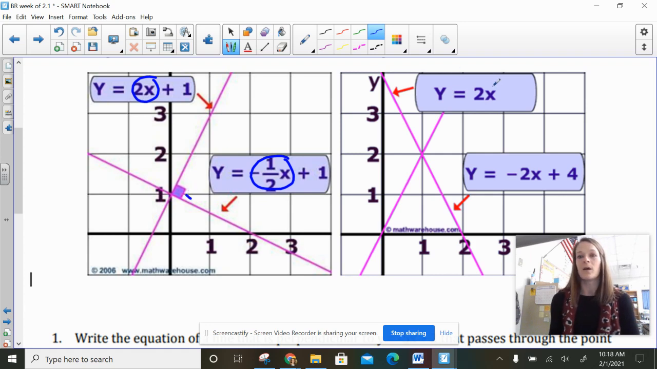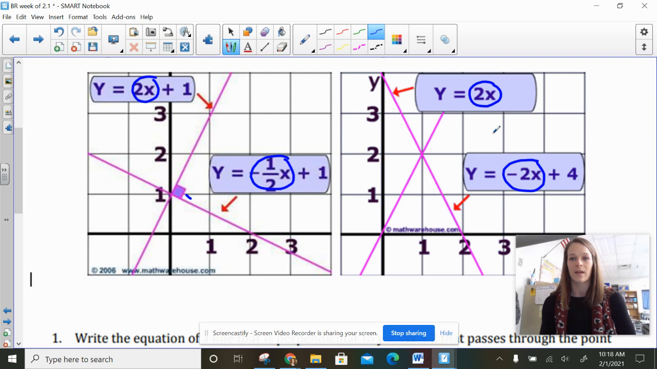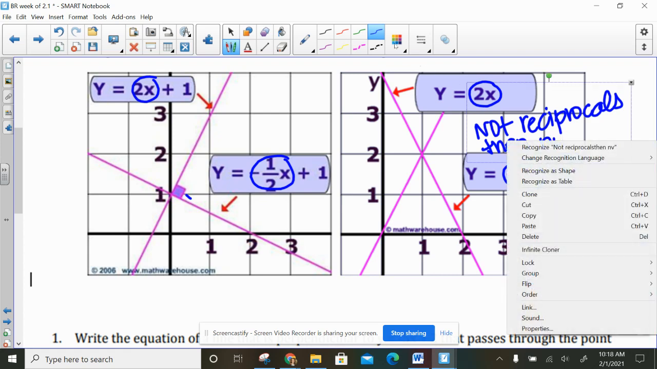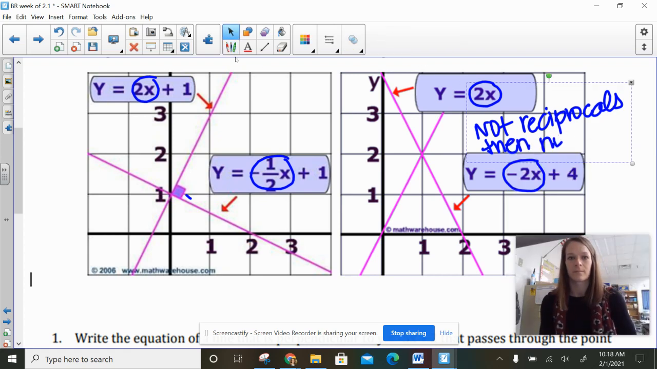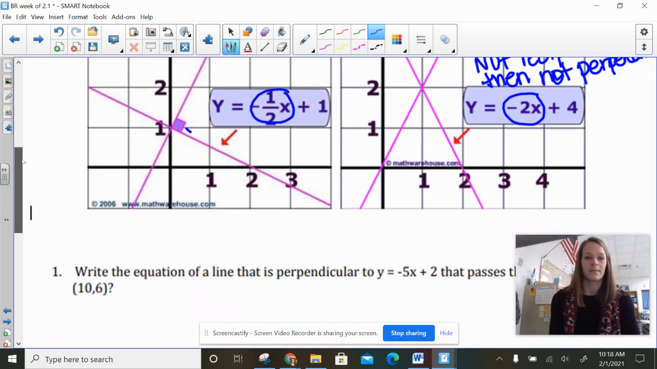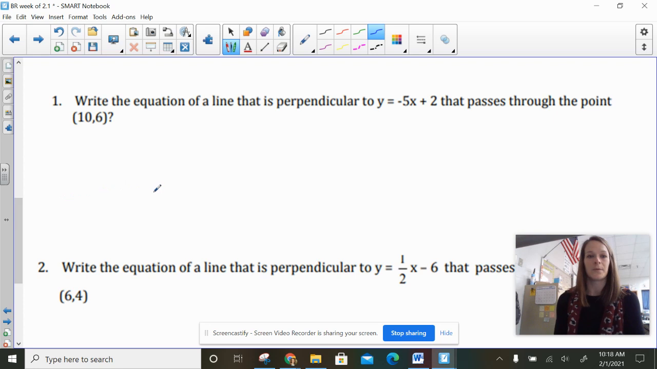Okay? If one of them is just a 2 and one of them is a negative 2, these are not reciprocals. Okay? So if they're not true reciprocals, then they're not parallel. I mean perpendicular. Not perpendicular. Okay?